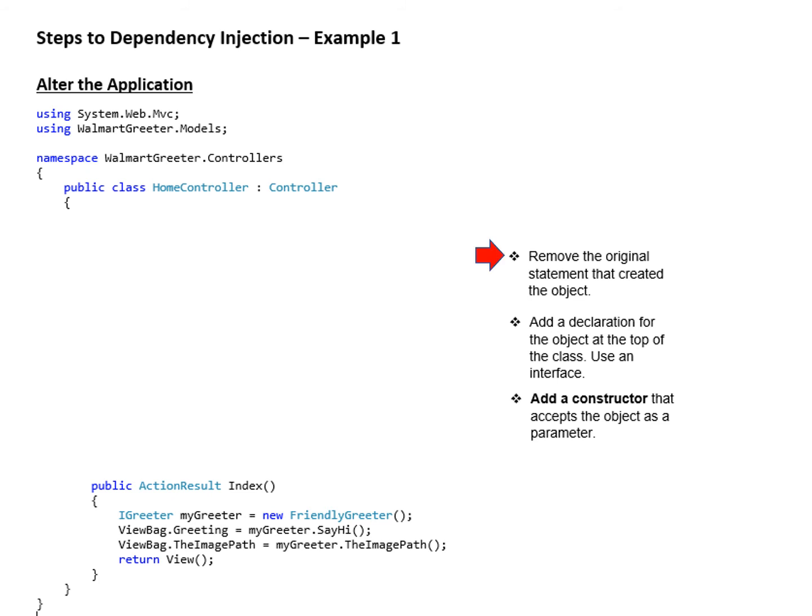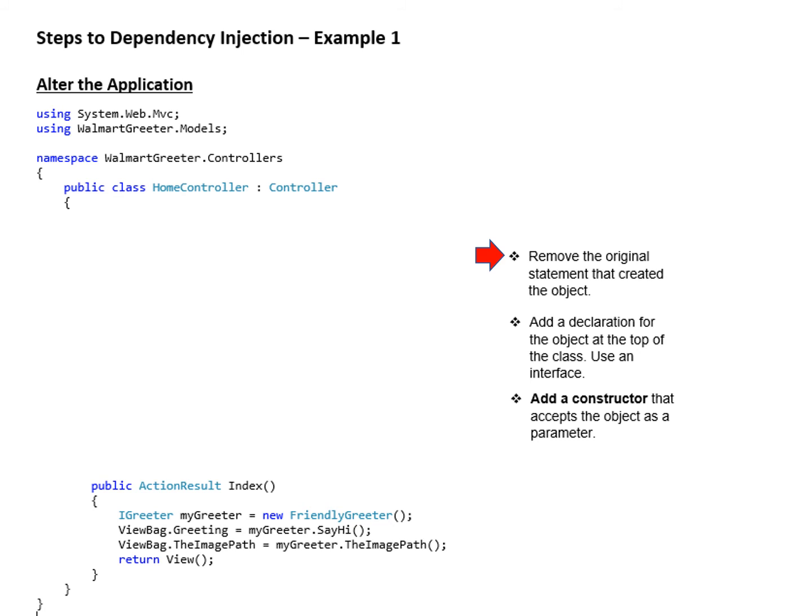Okay, so the first step is to remove the original statement that created the object. If you look down here, the first line in the index method says iGreeter myGreeter equals new FriendlyGreeter. So we're creating an instance of the FriendlyGreeter class, and it's called myGreeter. The next couple of statements are using this myGreeter: it takes the myGreeter and runs the SayHi method, and also runs the ImagePath method. So we want to still be able to talk about this thing called myGreeter, but we don't want it to be specifically the FriendlyGreeter. We want it to just be any type of greeter.